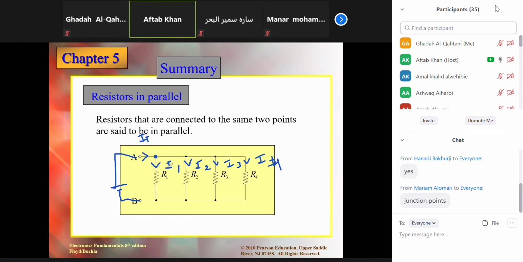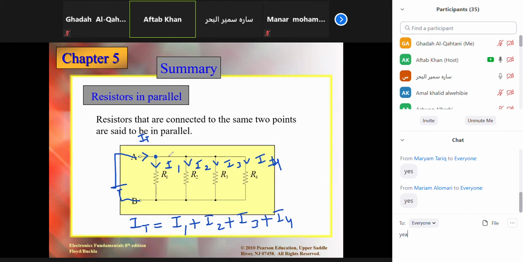And you know where I1, I2, I3, I4 are coming from. It is very clear. It is coming from the IT. So basically, this is the split-up of the IT. So I can say IT is equal to I1 plus I2 plus I3 plus I4. Can I say this? Because IT is the total current, which is splitting into different currents.